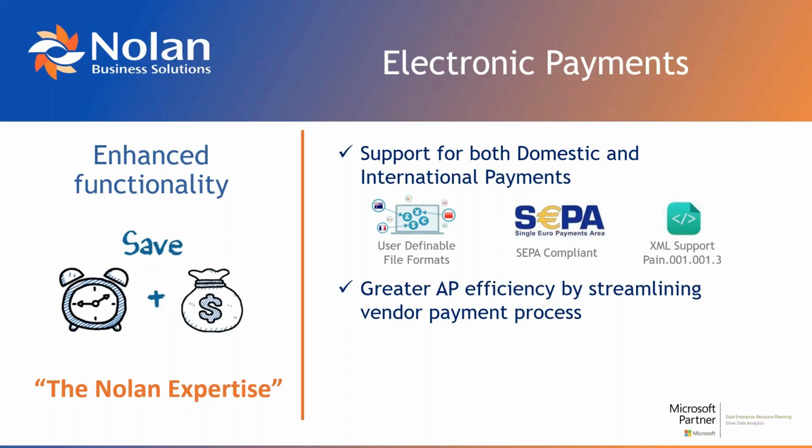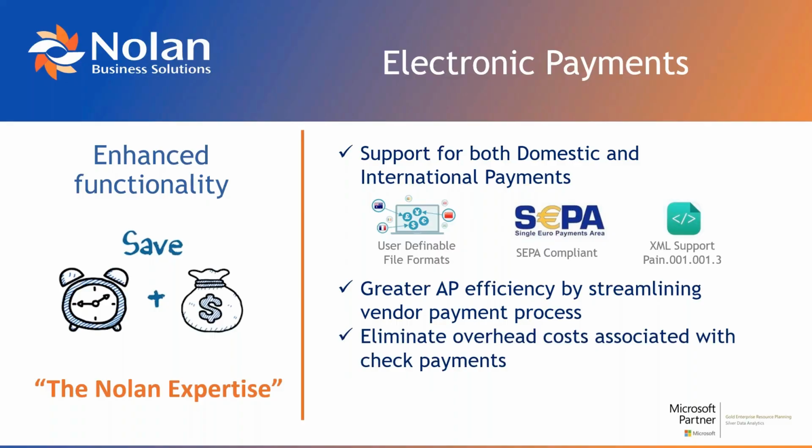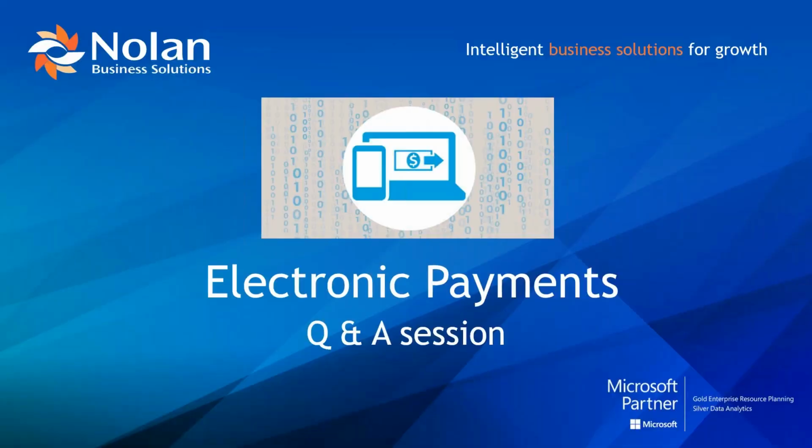And truly, with our tool, you can experience greater AP efficiency by streamlining your vendor payment process, especially if what you're doing today is strictly paying via in-house checks. The goal is to eliminate the overhead associated with the check payments. And the bottom line truly here is to help you enhance your cash flow forecast, because now you're a little bit more in control as to when that payment will actually process through your bank account.